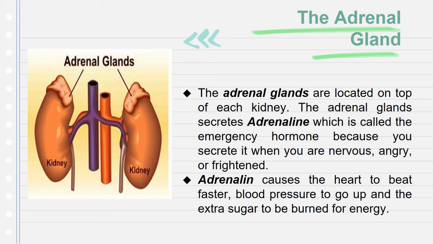The adrenal gland. The adrenal glands are located on top of each kidney. The adrenal glands secrete adrenaline, which is called the emergency hormone because you secrete it when you are nervous, angry, or frightened. Adrenaline causes the heart to beat faster, blood pressure to go up, and extra sugar to be burned for energy.